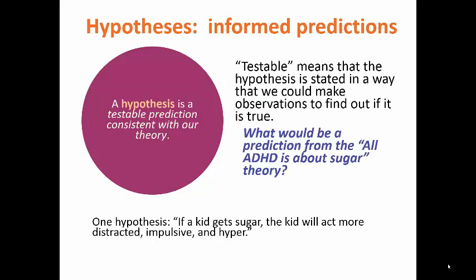So a hypothesis is an informed prediction. It's a testable prediction consistent with our theory. Testable means that a hypothesis is stated in a way that we can make observations to find out if it's true. So if you used your theory, all ADHD is caused by sugar, one hypothesis would be that if a child gets sugar, the child will act more distractible, impulsive, and hyperactive.